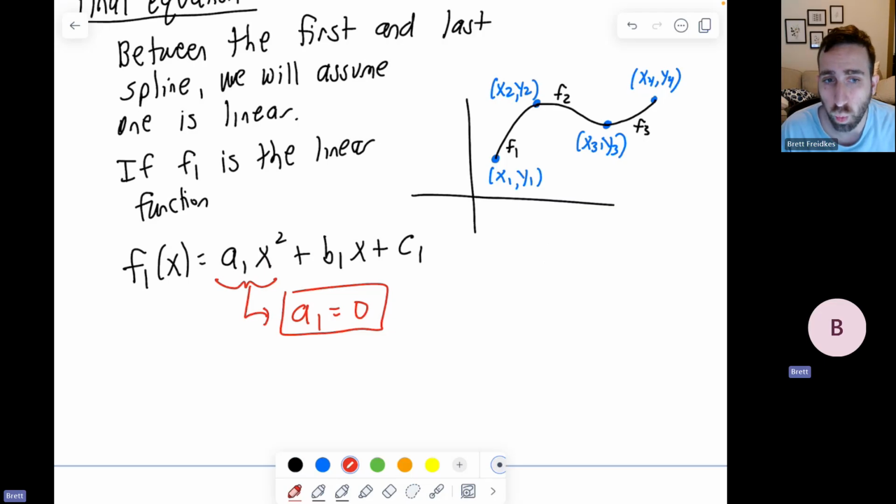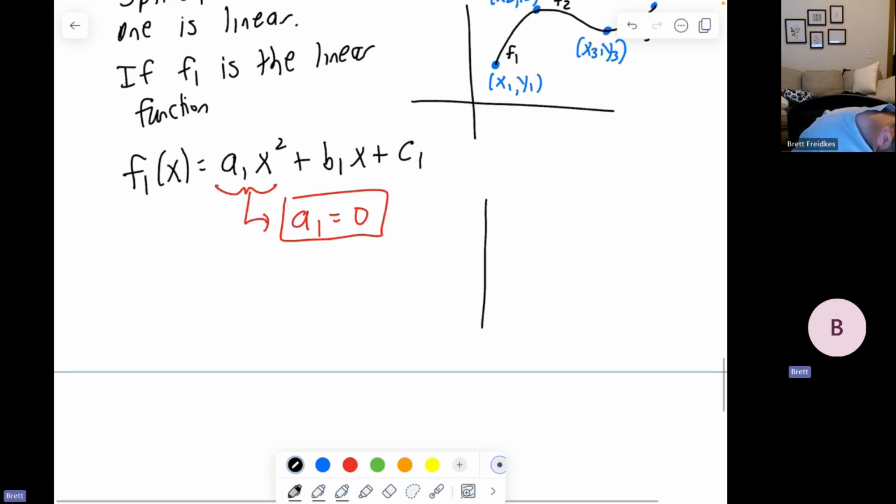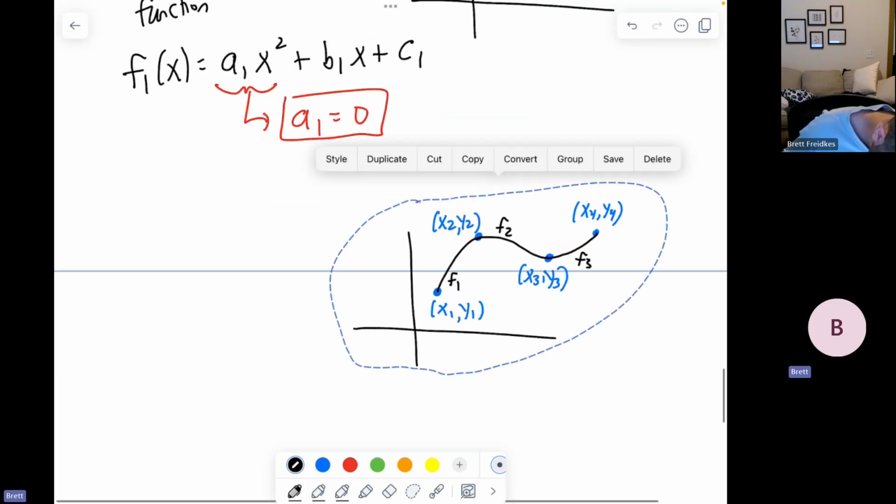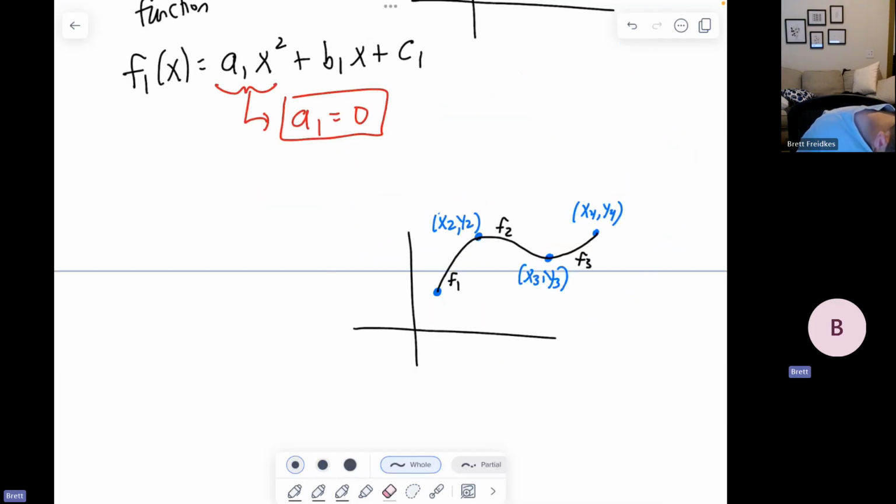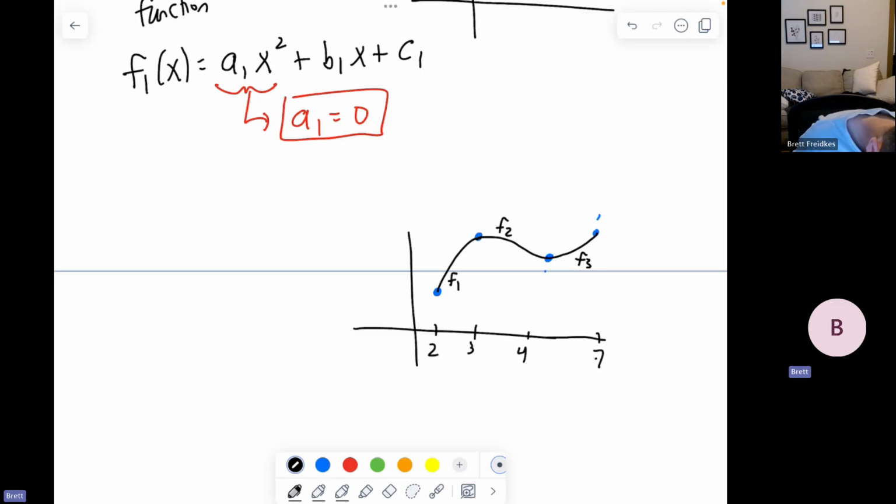The question then begs, which one do you choose to be the linear one, the first or the last? Well, that will be based on the extent that that spline travels. I don't say extent, but the window of x values. So for example, let's say I actually gave some x values. I'll paste this again, except I'm going to change some of these values. Let's erase all this. Let's say that this is at x equals 2, x equals 3, x equals 4, and then this one is at x equals 7.